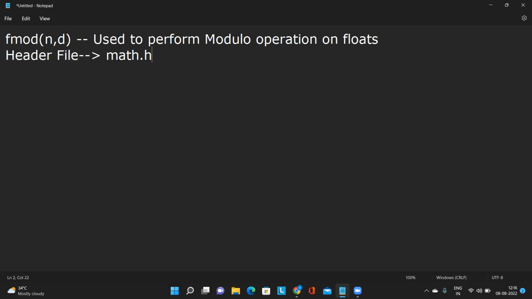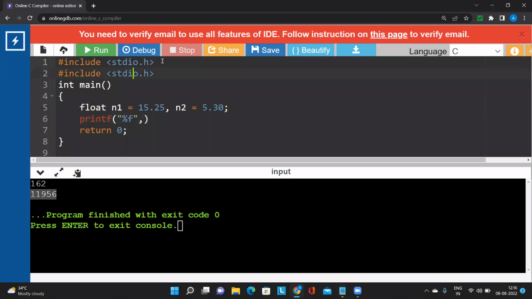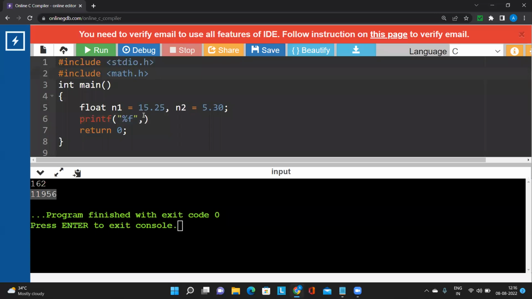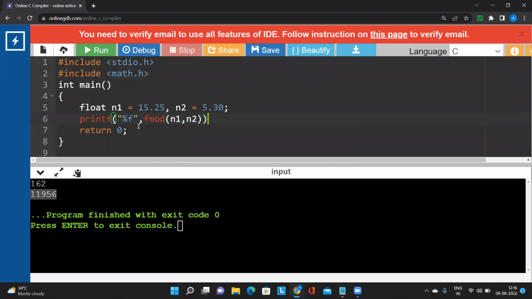So if you want to make use of this function, the first thing you have to do is include the math.h header file in your program. That is our step number 1. So I'm saying math.h. Then I'm going to say fmod of n1 comma n2. One is going to be my numerator and the other one is my denominator value.